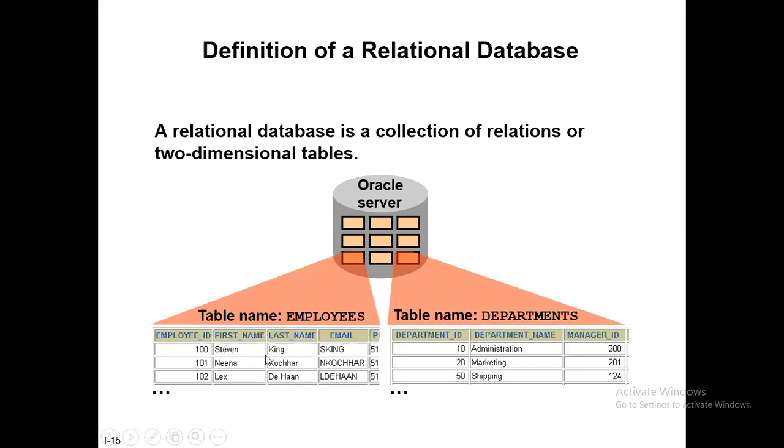So if King is working in administration department, there'll be a department ID next to King's name, which will show as 10. Okay. So when I want to know which department King is working in, I will see the value of 10 as the department ID. So if there are 10 people who are working in the administration department, all 10 of them will have department ID as 10.